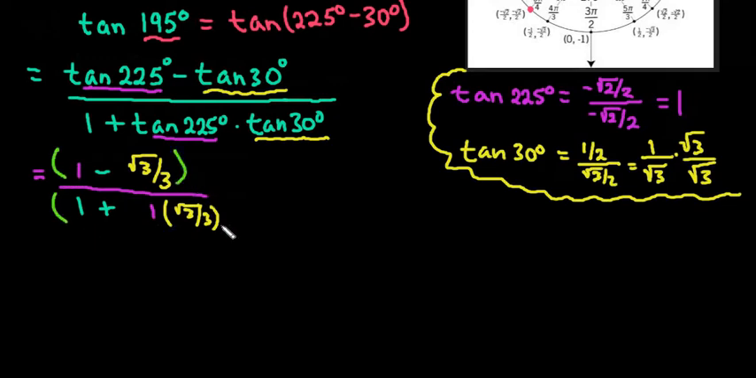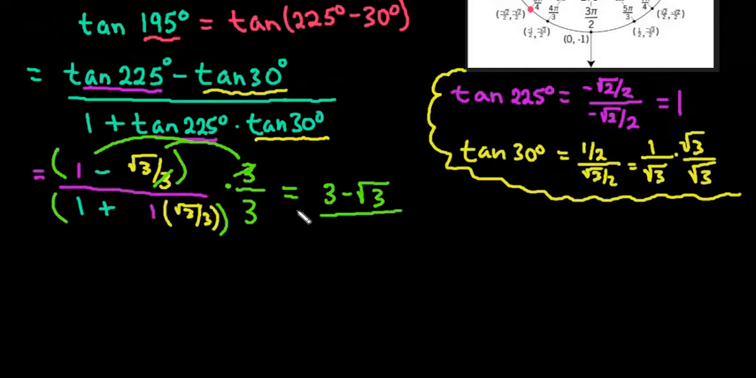So the first thing I'm going to do to simplify this is multiply both the numerator and the denominator by 3. By doing that, I'm essentially multiplying by 1. So I'm going to just distribute this 3 into my equation. I end up with 3 minus the square root of 3 because the denominator cancels out. And then in the denominator, I end up with 3 plus the square root of 3.